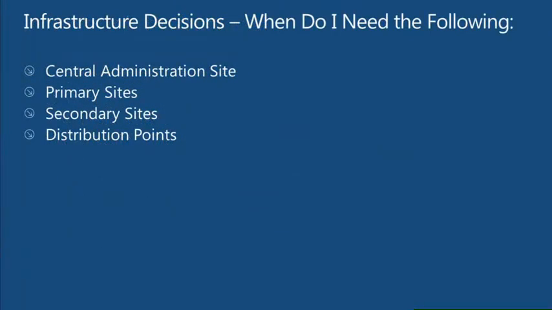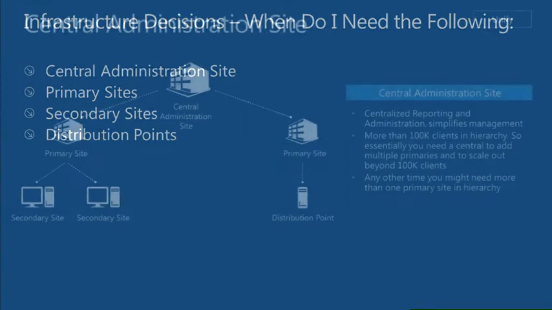So first and foremost, as you're setting up Configuration Manager 2012, you'll have to figure out a few things and make some decisions. You're going to have to figure out, when am I going to need a central administration site? When am I going to need a primary site? When am I going to need a secondary site? And when am I going to need a distribution point? And let me dive into each one of those.